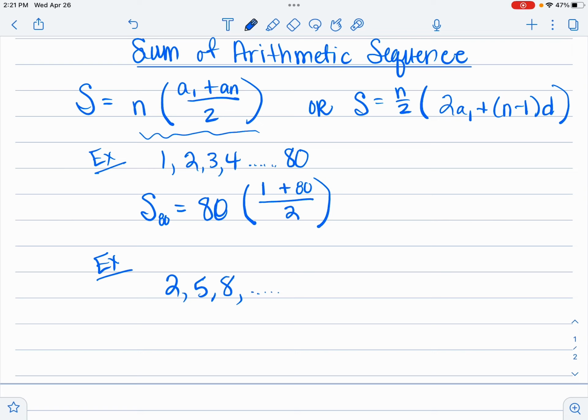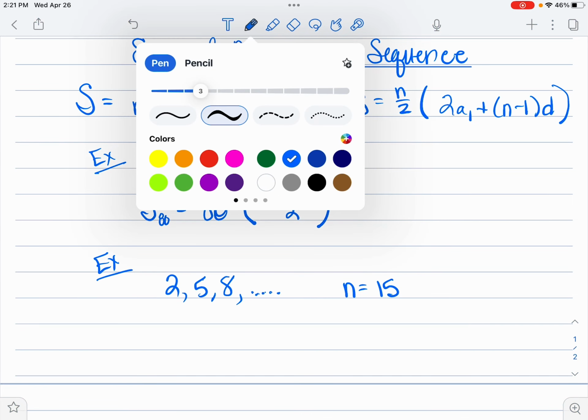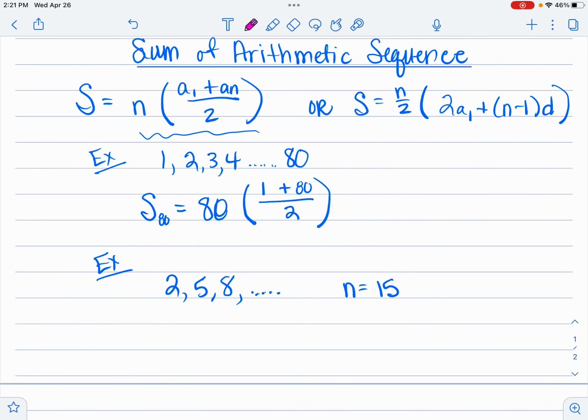And I want to find the sum of the first 15 terms. Okay, so this time I don't know what the 15th term is, right? They'd say, hey, find the sum of the first 15 terms of this sequence. That's whenever I'm going to want to use the second formula because I don't know the 15th term, so I couldn't plug it in right here. Now I know I'm obviously adding 3 here, I can see that my first term is 2, and I'm finding the sum of the first 15 terms.